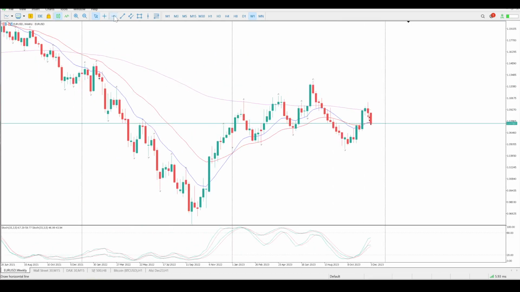So there is weekly structure just below that level. So you've got a zone of support here, and now granted we're in between the moving averages. You've got a crossover, bullish crossover here. So this is just typical of when you get between the moving averages.